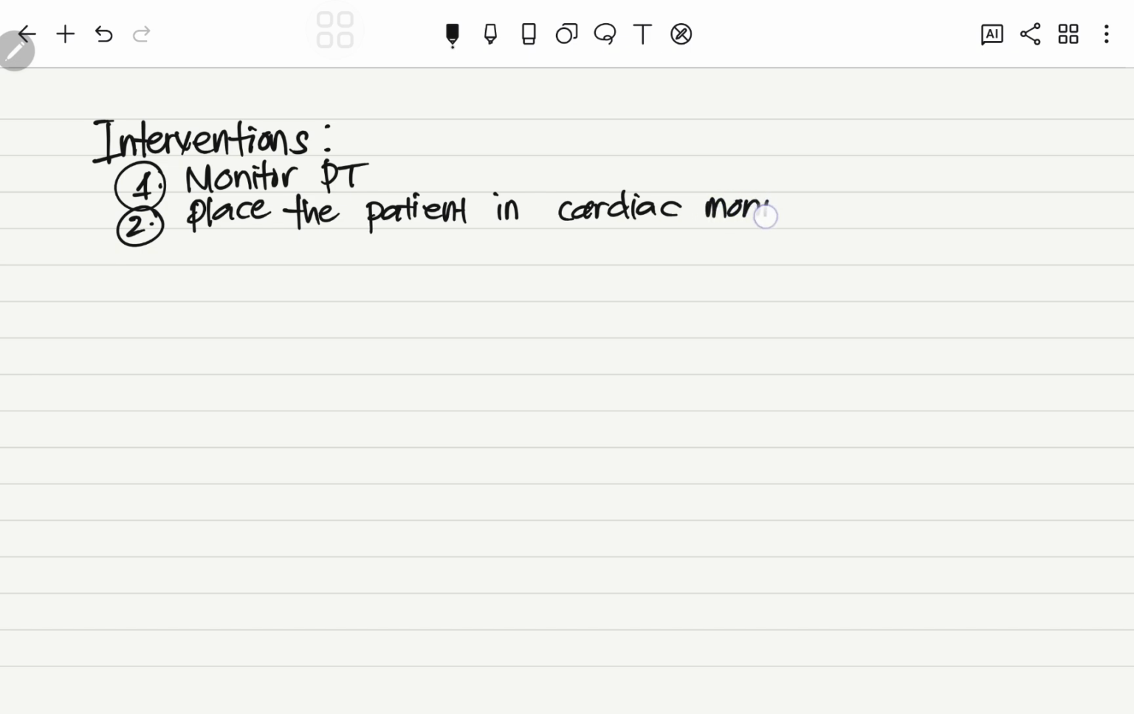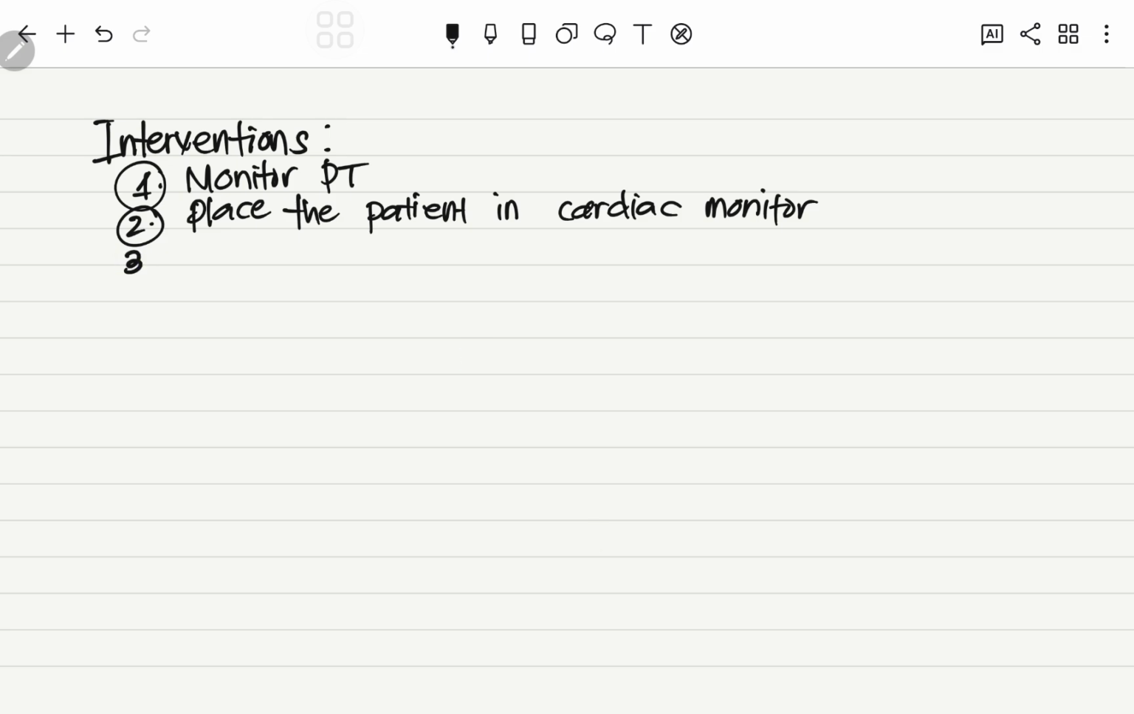Cardiac monitor. Why? Because your patient is now very prone to your ECG changes, so without monitoring the ECG changes, the patient is now very at risk of having these arrhythmias or abnormal rhythm of the heart. It's because one of the major functions of your potassium is maintaining the normal pumping of the heart or the electrical activity of your heart muscle. Okay, so that's it. So you need to, of course, first monitor the patient. Number 2, place the patient in cardiac monitor.